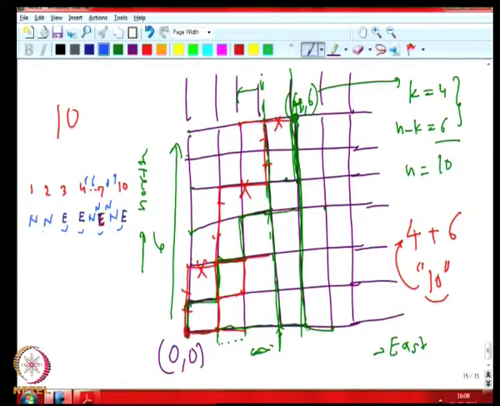So, for instance, for this one, I see that the first step has to be north, the second step has to be north, I will go northward, as if the driver is looking at this chart and moving, and the third step is east.